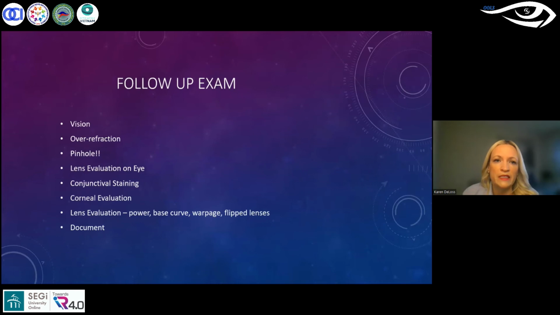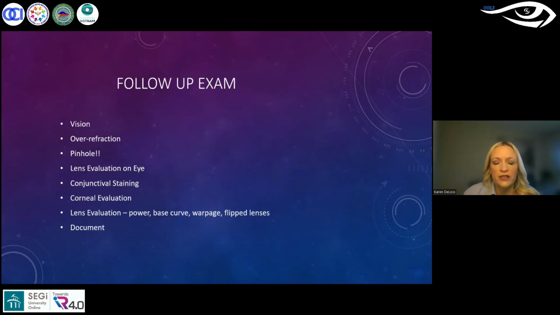For follow-up exams, obviously you're going to test vision and over-refract. I always encourage everyone to pinhole. The next step is evaluating that lens on the eye. For scleral lenses, you want to look for conjunctival staining and also look at the cornea to make sure that the patients are not developing problems. So you want to take the lens off and make sure that the eye is looking healthy, or if there are any lens-related problems, that's an opportunity to fix those.